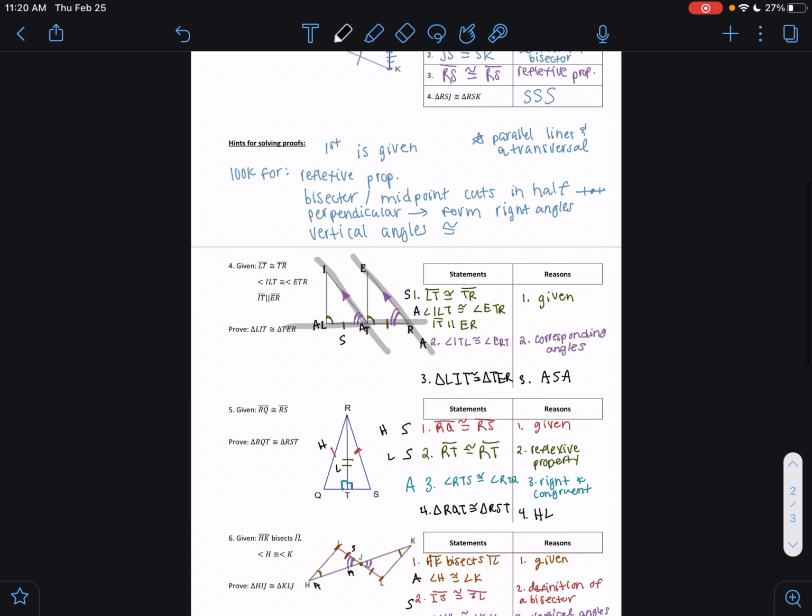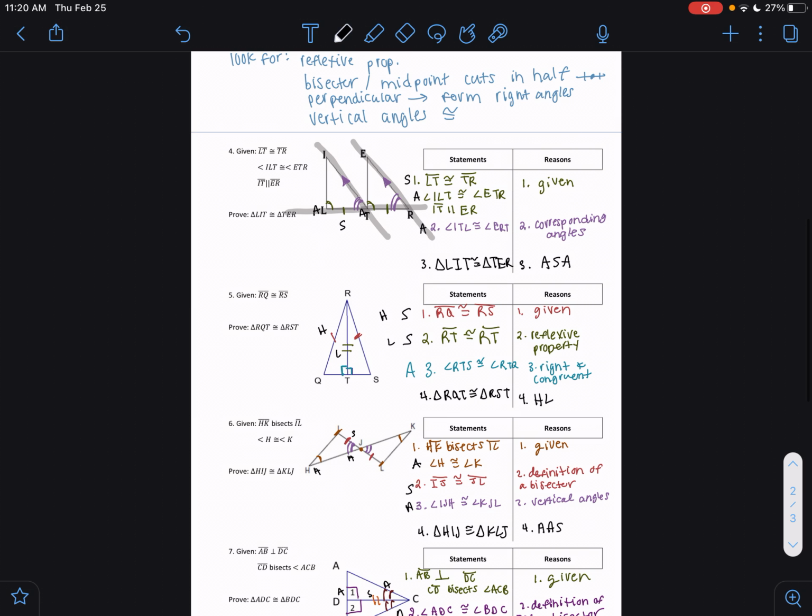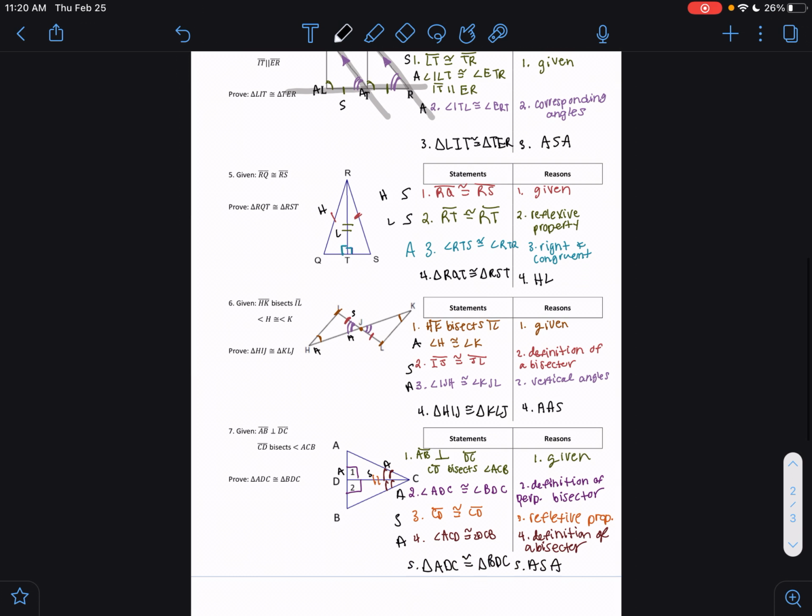Important things to remember, again, just look for all of these different things to see what you can prove. And the first statement is always going to be what's given. Look for those parallel lines and transversals if you can. Bisectors are going to cut in half. And then make sure that you're putting your reasons in order. Like, make sure this doesn't say angle, angle, side, and that it says angle, side, angle, because it has to match the order that's in the picture.